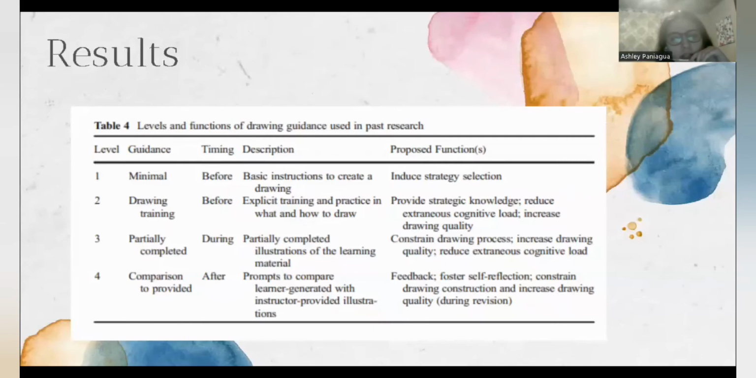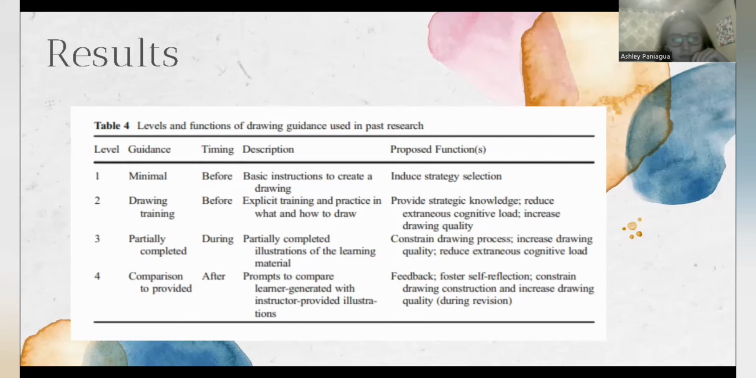So continuing with the presentation, now we jump to the part of results. In this case, they're divided in two parts. Table 4 is focused on the levels and functions of drawing guidance used in past research. They are focusing on the four levels, as my classmate already explained: level, guidance, timing, description, and proposed function.